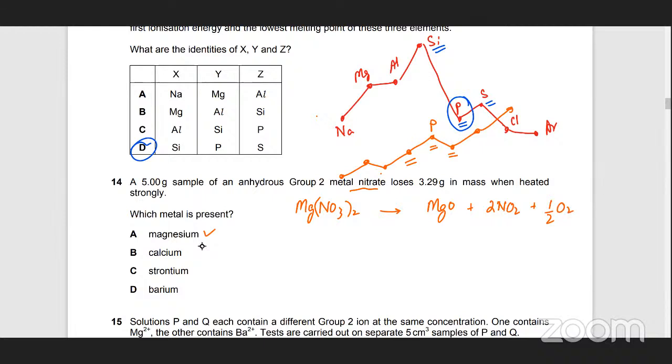So this is 5 grams, and it loses 3.29 grams in mass. We're assuming it's the gases that are lost. So how much do you have left? That's 1.71 grams, right? So that's one way of trying to figure this out. What you can do is trial and error, and try to figure out the moles of this.